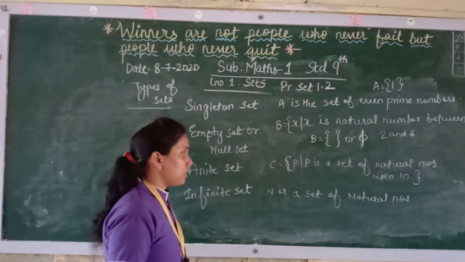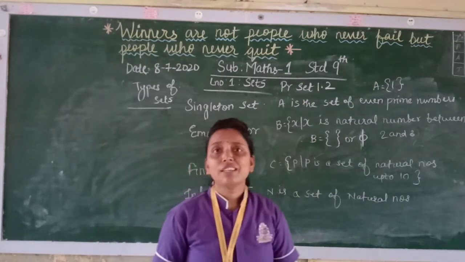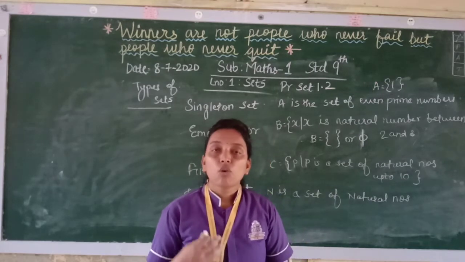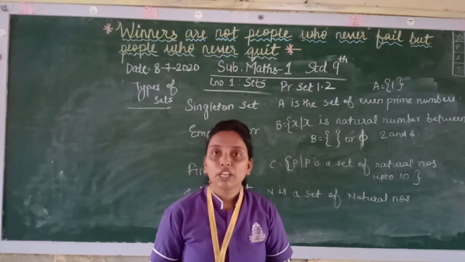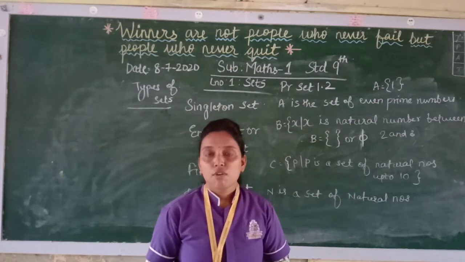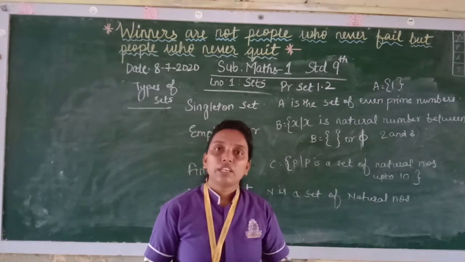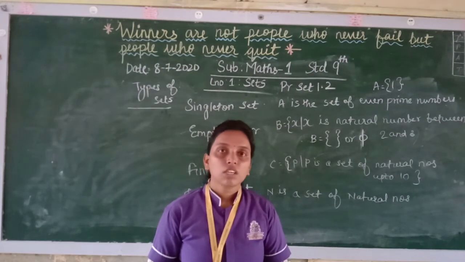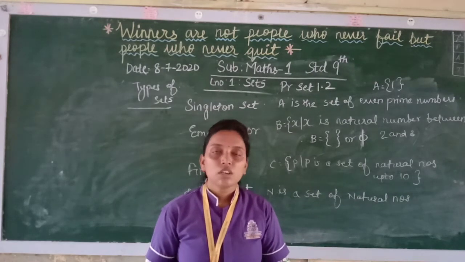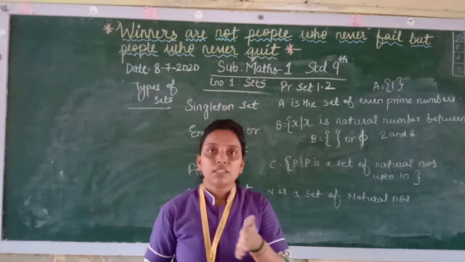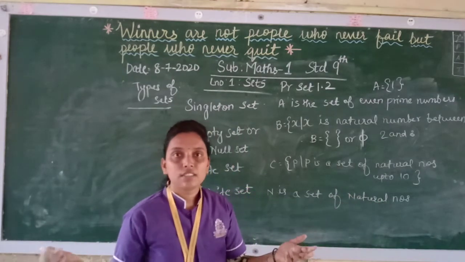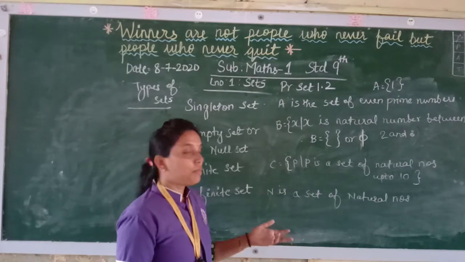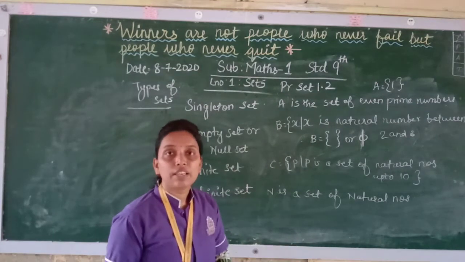Further, infinite sets. Infinite set means what? It will go on, it will not terminate. For example, N is the set of natural numbers: 1, 2, 3, 4, infinite. The set of whole numbers: 0, 1, 2, 3, infinite. Integers: 0, 1, 2, 3, and on the left hand side minus 1, minus 2, minus 3. Both the right hand side and the left hand side are infinite, so that is also an infinite set.